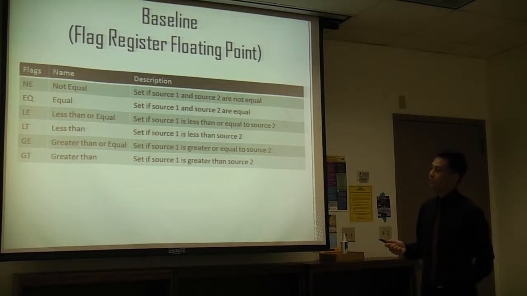If source 1 is less than source 2, then the less than flag is set. If source 1 is greater than or equal to source 2, then the greater than or equal flag is set. And if source 1 is just greater than source 2, then the greater than flag is set.